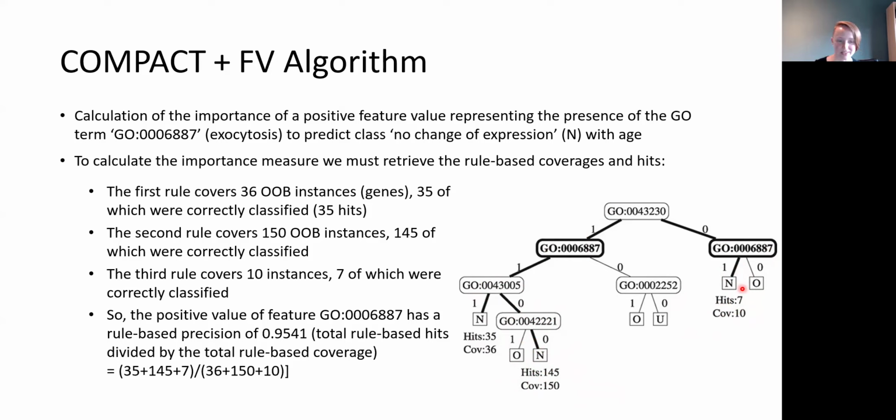Then we take all of these measures and combine them together to get a total rule-based precision. To do that, we add up all of the hits and divide them by all of the instances that came through here. So we have 35 plus 145 plus 7 divided by 36 plus 150 plus 10, which gives us a total precision of 0.9541. And that gives us some kind of measure of how important this particular GO term is for predicting this particular class here.